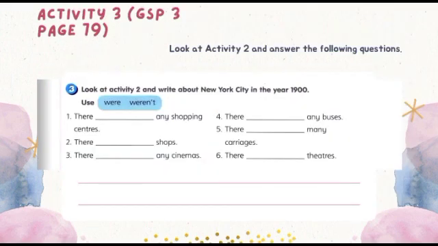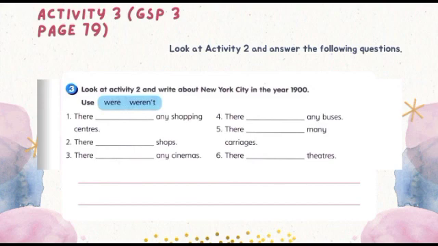Okay, now let's look at activity 3 on page 79. Are you ready? Okay, for this activity, look at activity 2 and activity 1 that we have done just now. Tengok semula activity 1. Alright? The descriptions about New York City yang kita dah baca tadi. Okay. Are you ready? Okay, number 1.